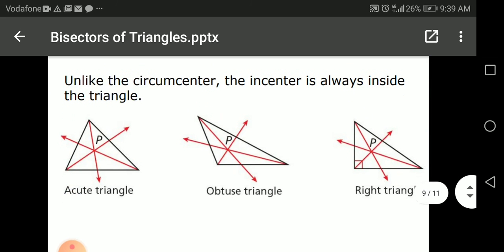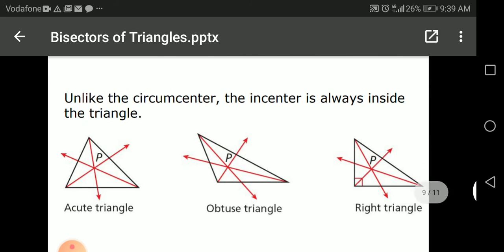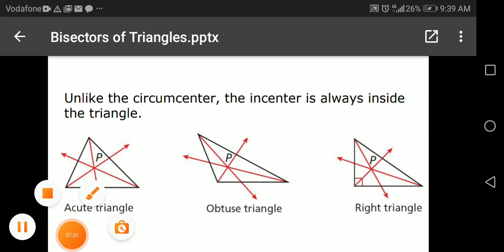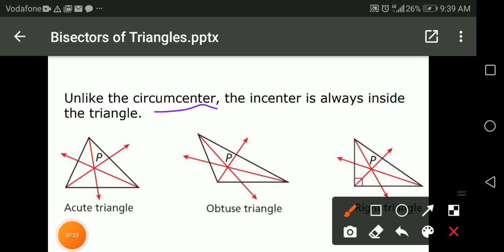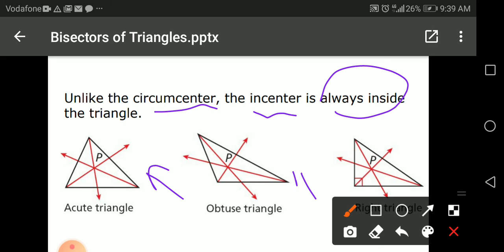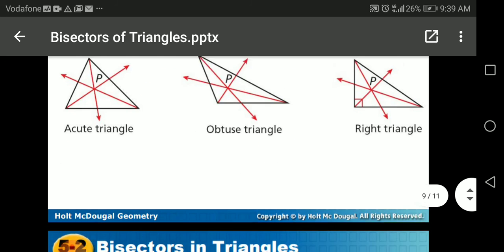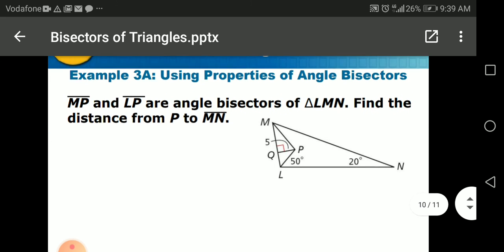Let's solve on this. Remember, unlike the circumcenter, the incenter is always, and this is very important, guys, inside the triangle, inside all kinds of triangles. So you will find the incenter inside the acute triangle, inside the obtuse triangle, inside the right triangle too. Okay, so let's solve this.